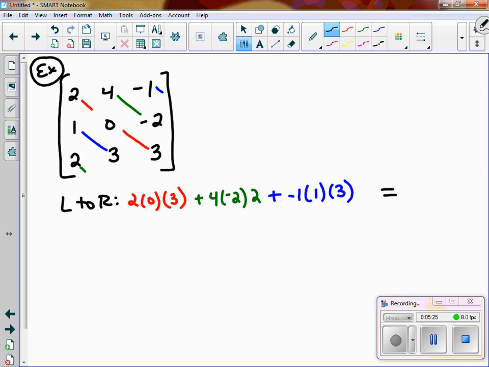I'm going to go ahead and add these up. I gave myself room this time. So in the red, I've got 0. In the green, I have a negative 16. In the blue, I have a negative 3, so that's going to give me a negative 19.